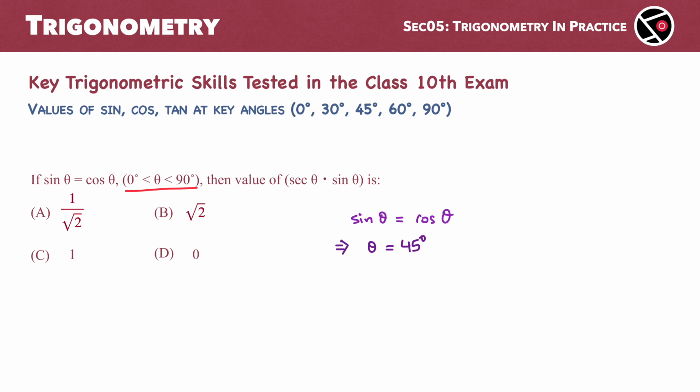We have to now find the value of sec 45 degrees times sin 45 degrees. Sec is 1 by cos. Cos 45 degrees is 1 by square root 2. So, sec of 45 degrees is square root 2. Sin of 45 degrees is 1 by square root 2. Square root 2 times 1 by square root 2 is 1. C is our choice.